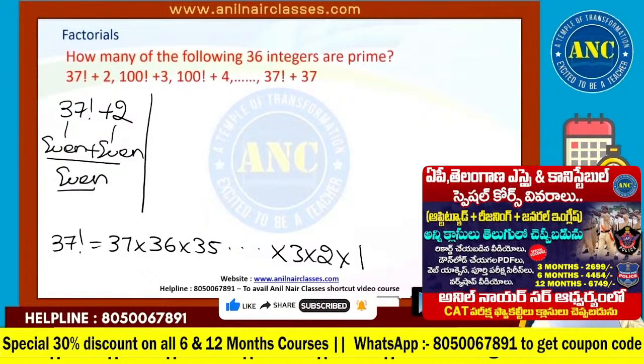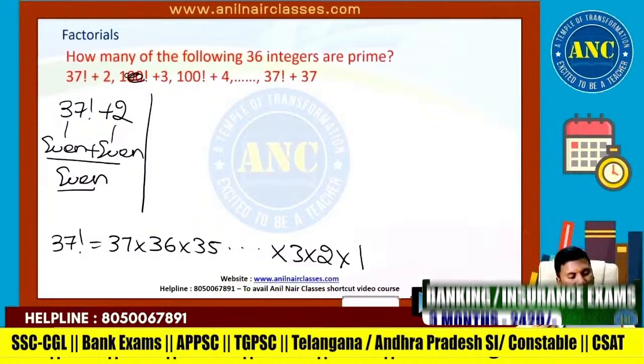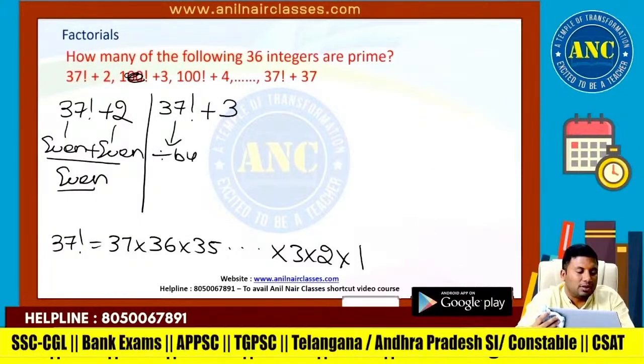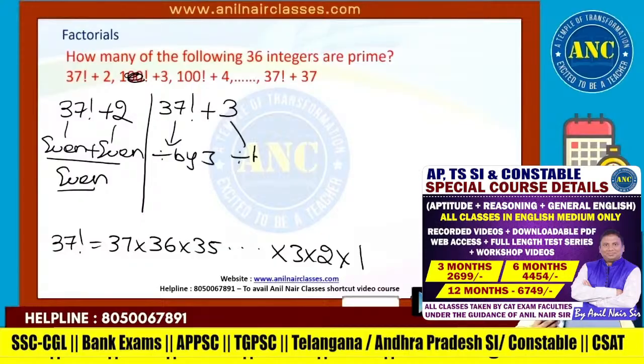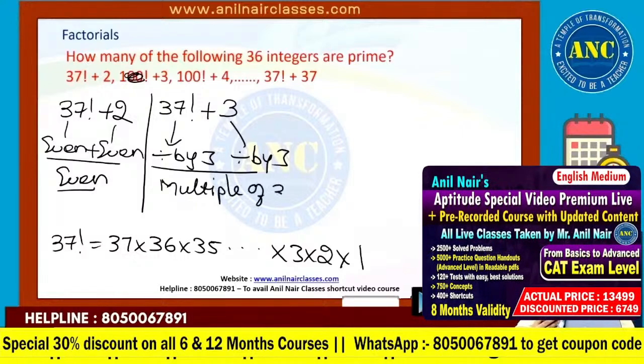First one clear, right? There is a small error. How many of the following integers? Next, I think this is not 100 factorial. Previous question typo error. 37 factorial plus 3. This is divisible by 3. Here also it is divisible by 3. Answer is nothing but a multiple of 3.